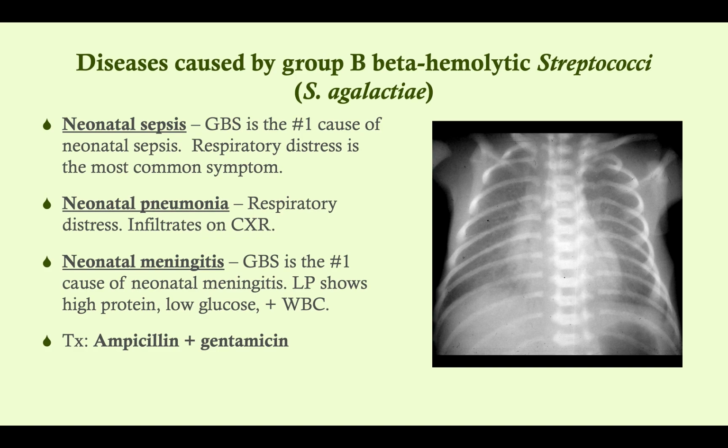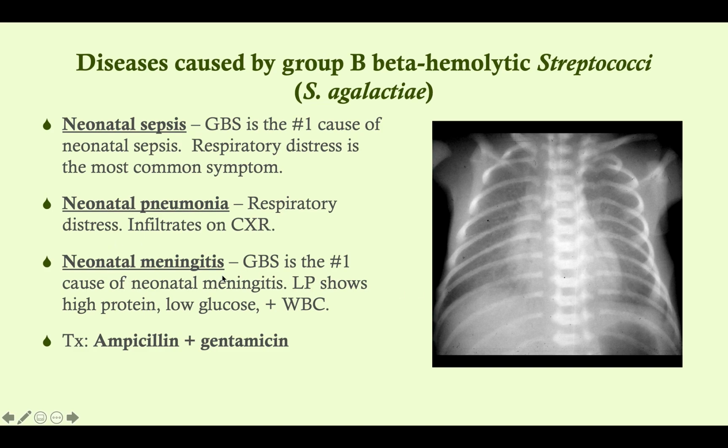Now, all sepsis has a cause, even if you can't identify it. And the two big causes that group B strep causes are neonatal pneumonia and neonatal meningitis. Neonatal pneumonia is characterized by respiratory distress, just like sepsis. What you'll see is infiltrates on chest x-ray. Now, pneumonia is not the only thing that can cause infiltrates. There's respiratory distress of the newborn, which can cause a similar picture on chest x-ray. But this is far and away the most common cause of these kinds of infiltrates. So neonatal pneumonia. If you've got a patient that's got respiratory distress, you're getting a chest x-ray no matter what. And this is what pneumonia will look like.